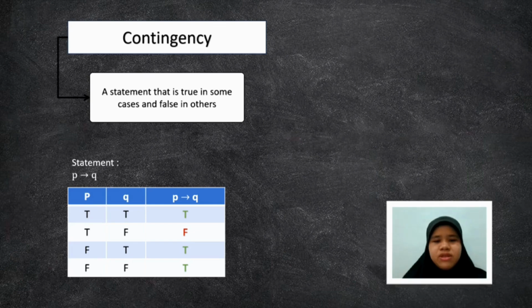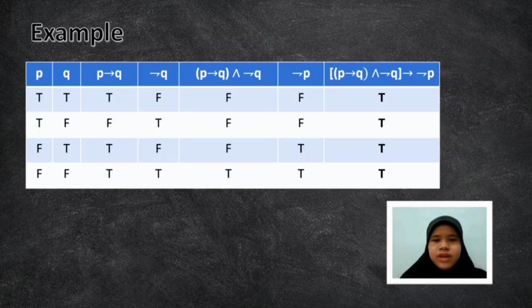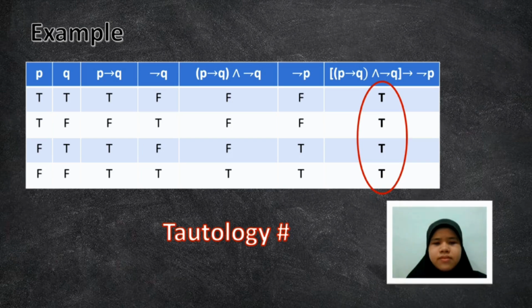By using a truth table, we can clearly see whether an implication forms a tautology, contradiction, or contingency. For better understanding, let's take a look at this example. Now, check the final column. Since every row resulted in true, we can obviously conclude that this statement is a tautology. And that's how we determine the truth value of logical implication.